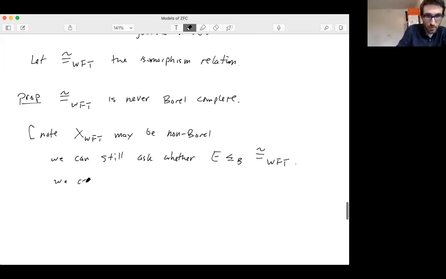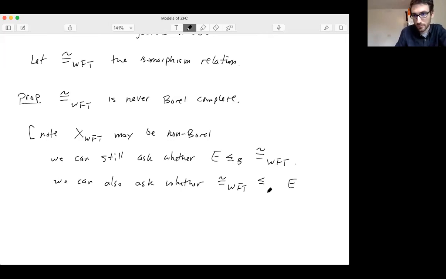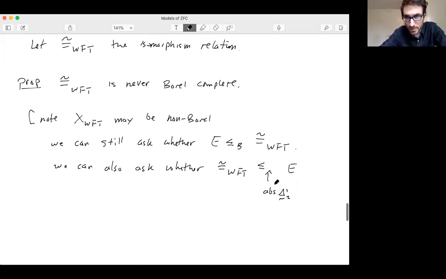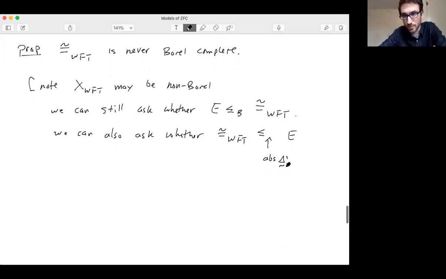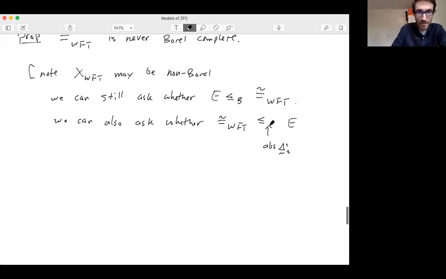And we can also ask whether, as we'll do a little later, isomorphism on WFT is reducible to some other equivalence relation E, but where Borel is replaced by something a little weaker. So often people put absolutely delta 1, 2 in there, and it's still reasonably definable, but it doesn't care about pi 1 1 sets, so it gets around the weakness that dealing with Borel functions has. So that's just the caveat in this whole section of the talk.